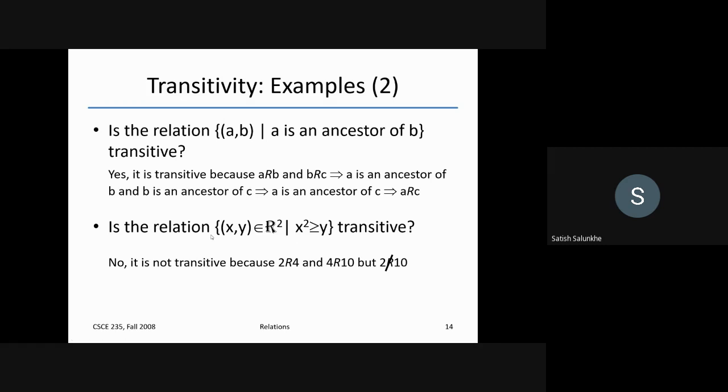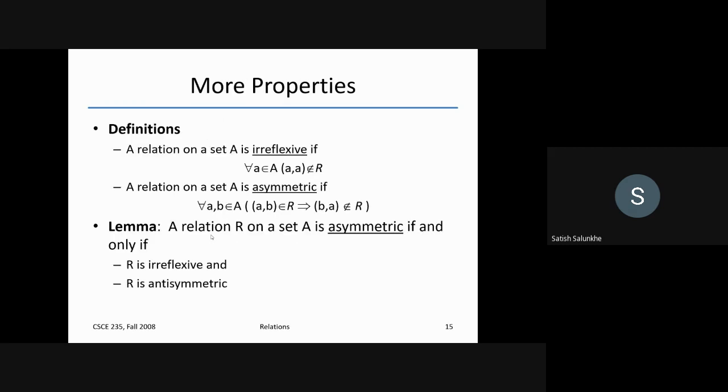Hope things are clear. Okay, let's proceed ahead. Irreflexive. There are some other terminologies. Irreflexive: just like reflexive, where we check for all elements A belonging to set A, if (A, A) belongs to R, then the relation is reflexive. When the relation is irreflexive, none of the elements (A, A) are there at all in the relation R.